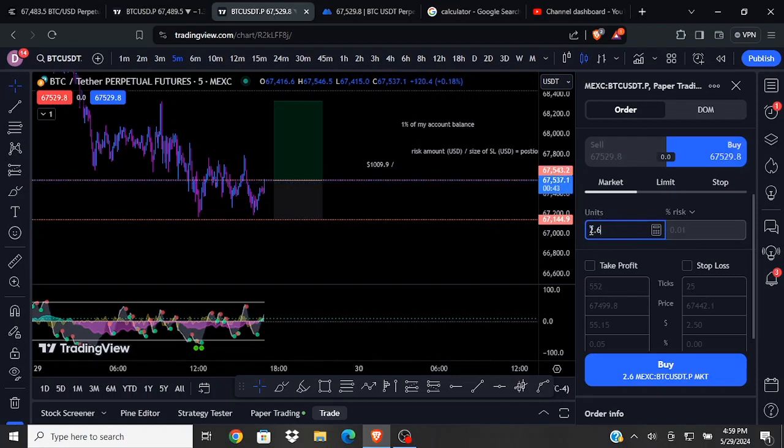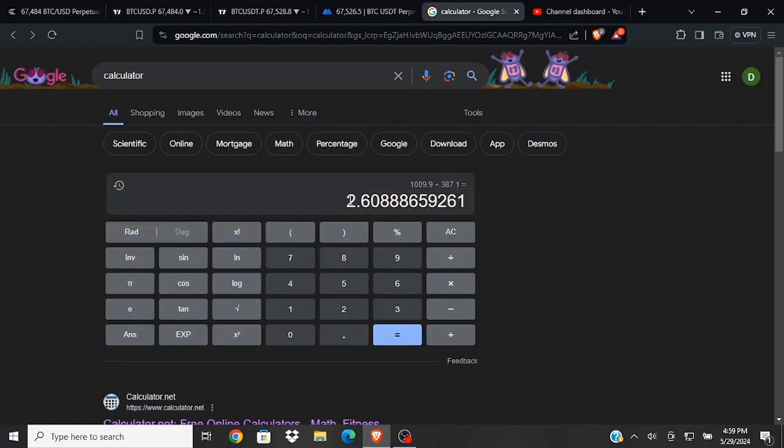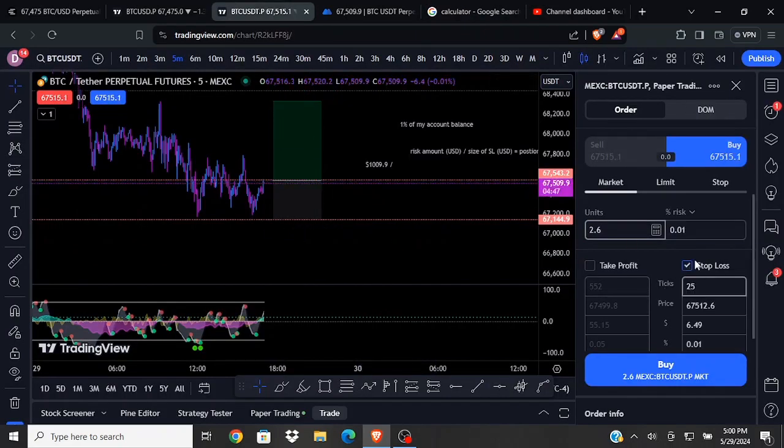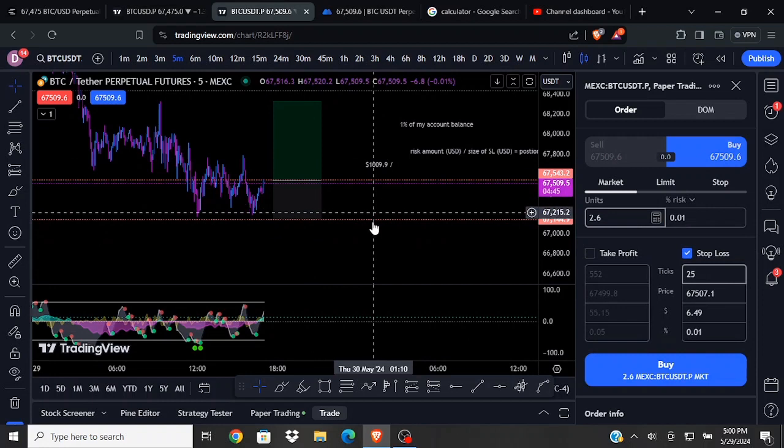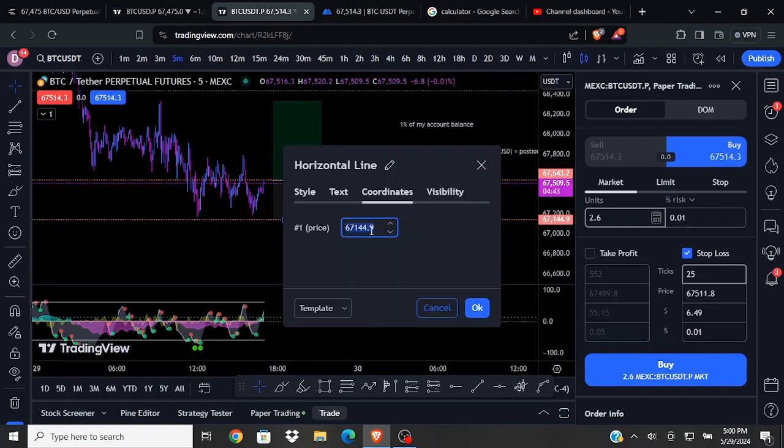Sometimes you type in your position size in terms of USD, meaning you would put in whatever 2.6 BTC is worth. In this case, you just multiply 2.6 times the price of Bitcoin, which is 67,526. And this is how much that position size is worth. It's worth $176,167.